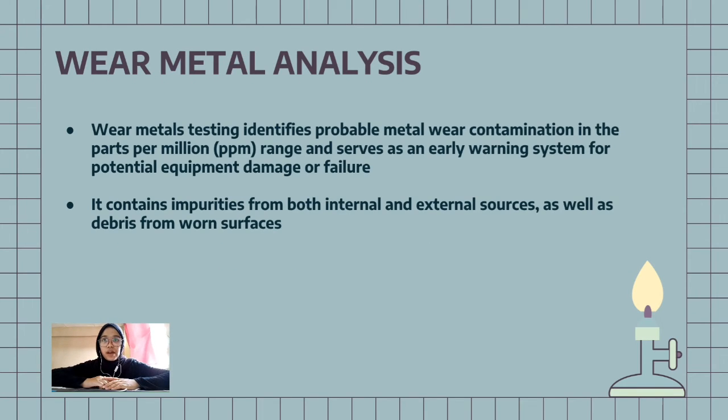So the last one is wear metal analysis. Wear metal testing identifies probable metal wear contamination in the parts per million, which is the ppm range, and serves as an early warning system for potential equipment damage or failure. And it contains impurities from both internal and external sources, as well as debris from its own surface. Because of this, the machine should be evaluated from time to time to avoid costly damage and downtime to high-value engines, gearboxes, generators, turbines, and other critical machinery.